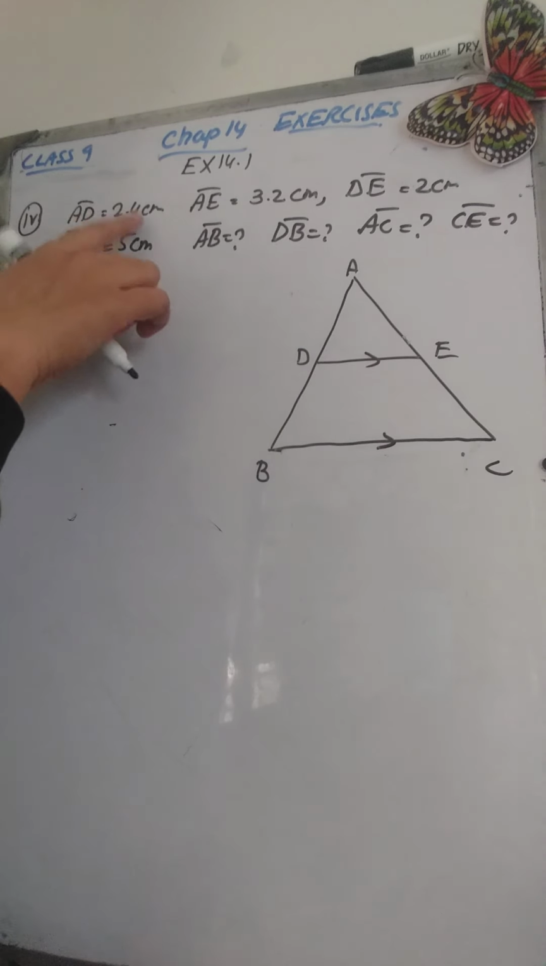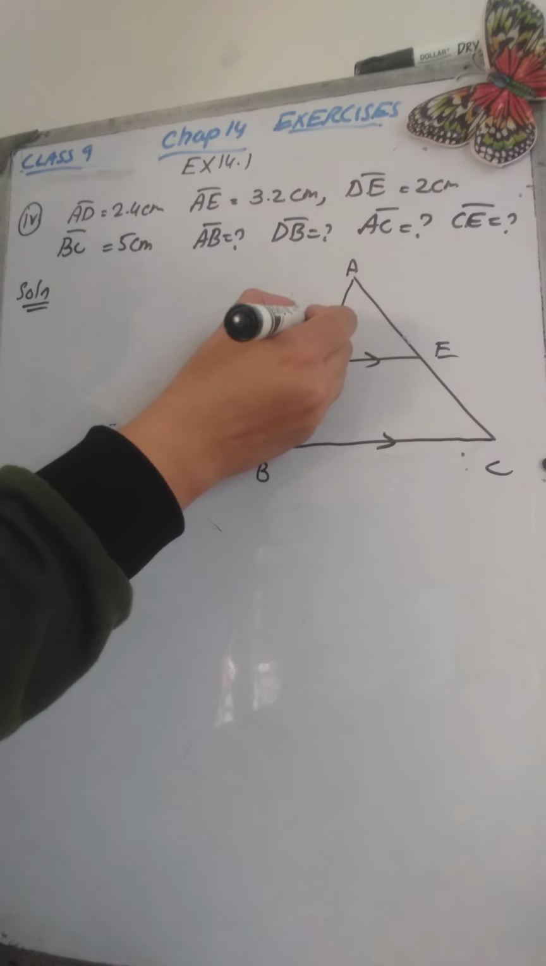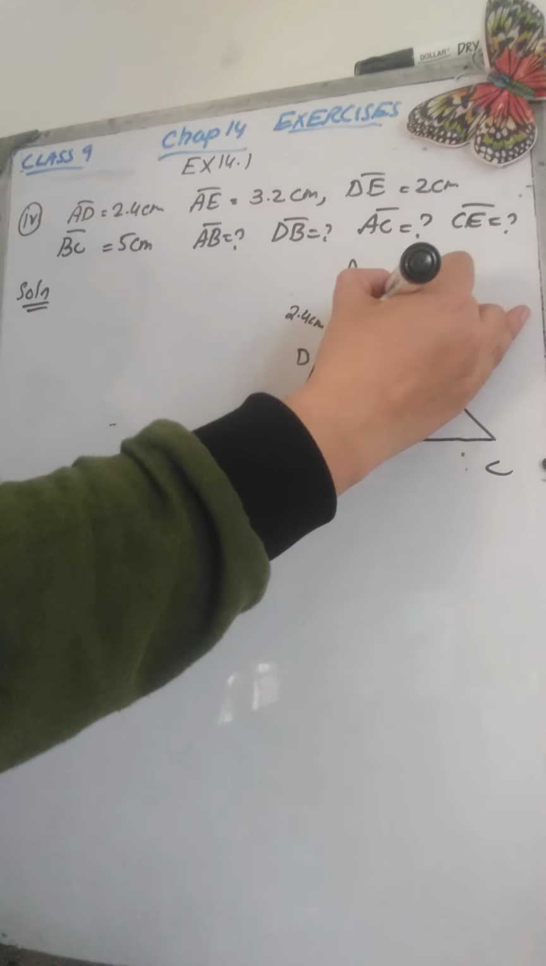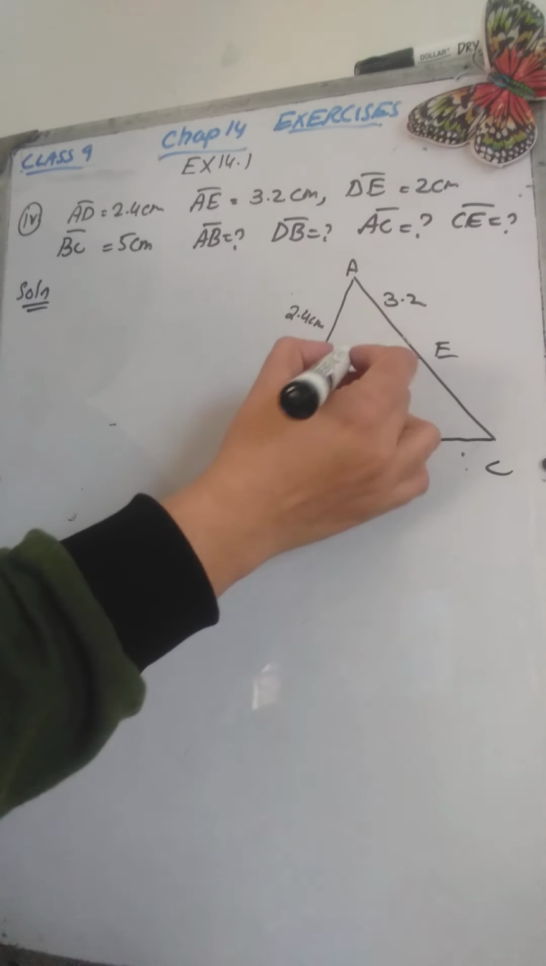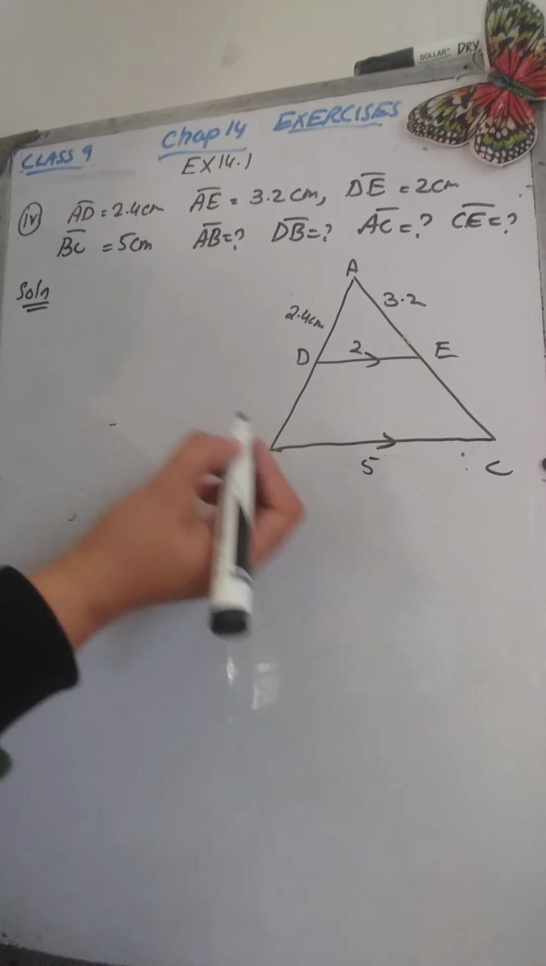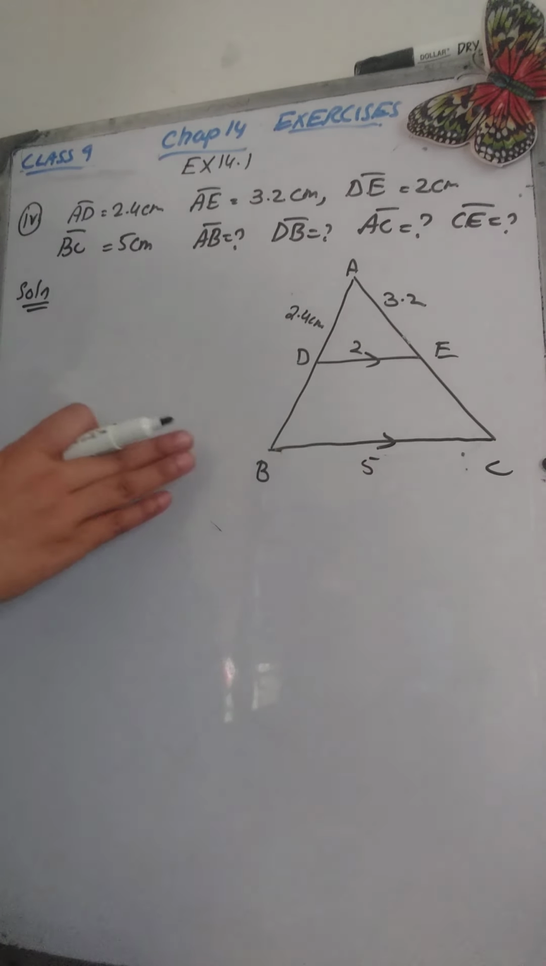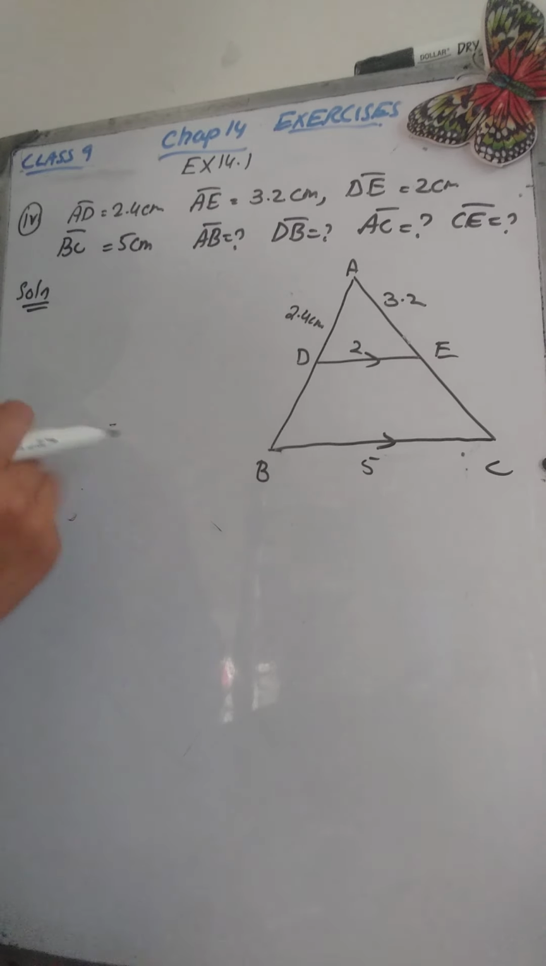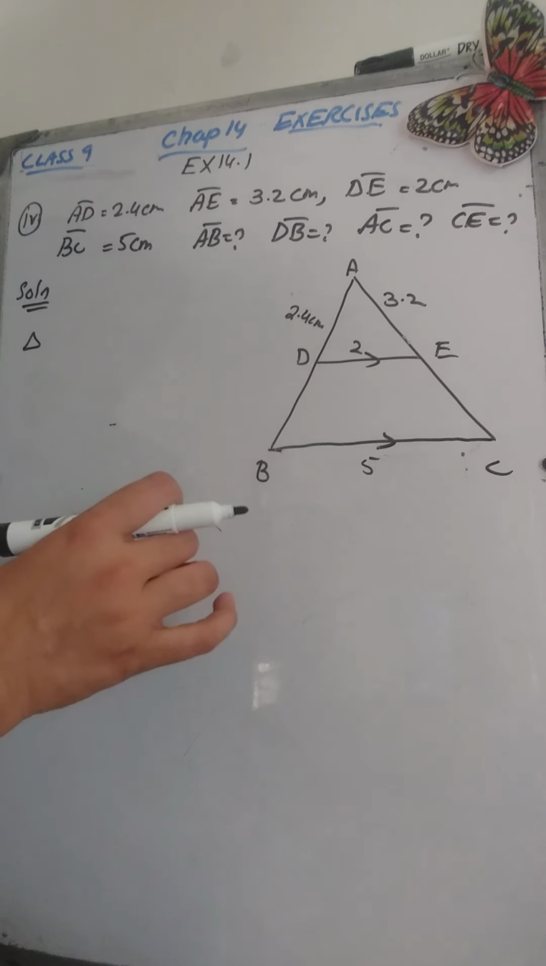Now in this question we are given AD equal to 2.4 centimeters, AE is 3.2, DE is 2 centimeters, and BC is 5 centimeters. In this question we are going to use the concept of similarity of triangles. Two triangles are similar when they have the same angles.